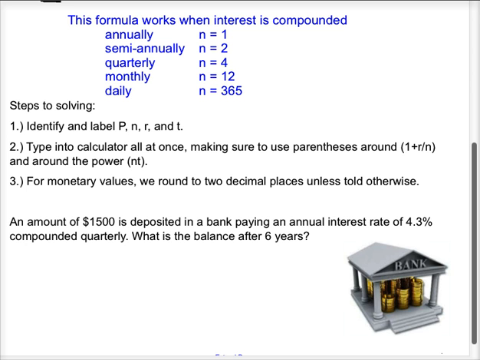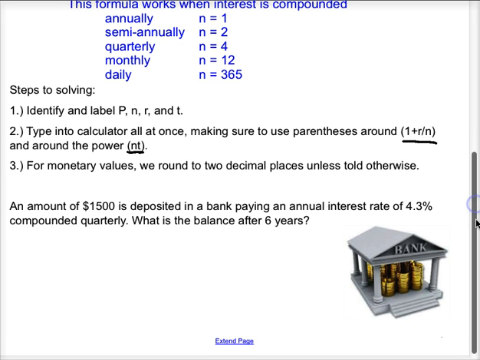So what are we going to do? Well, it's really similar to what we did yesterday. You identify P, N, R, and T. Now, again, this time we're talking about 4 things, but that's okay. Second, type it into your calculator all at once, all right? I want that whole thing just shoved into your calculator, with the stipulation that you put your parentheses around that 1 plus r over n, and that exponent, nt, will also need parentheses. Then for monetary values, we usually round to 2 decimal places unless the problem states otherwise. So let's dive right in.